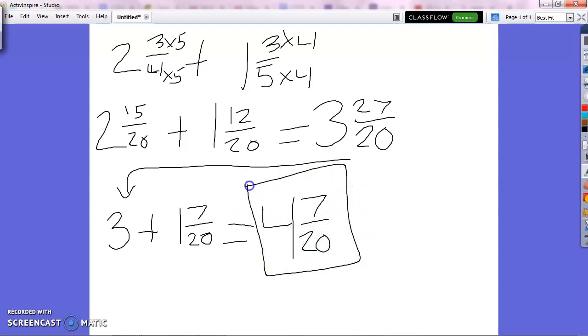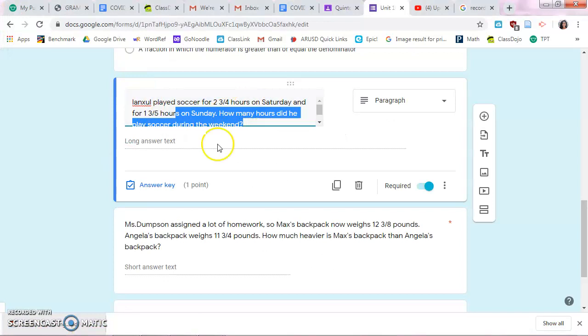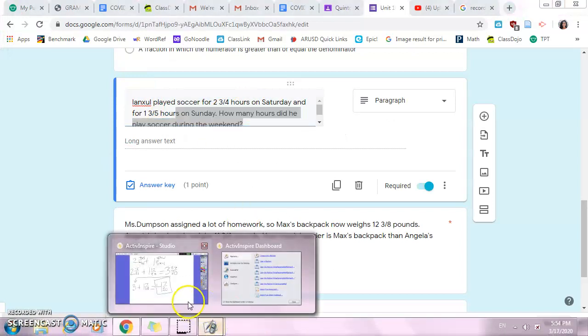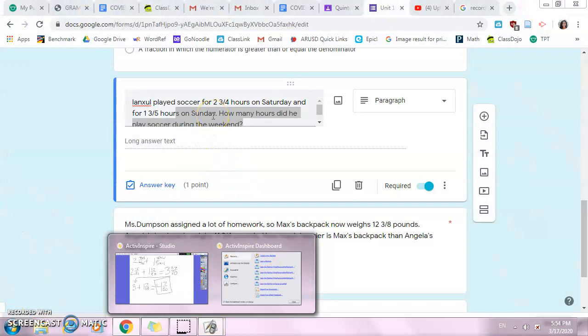But remember, this was a word problem. So the answer is Jan played 4 and 7/20 hours of soccer. I mean, it sounds kind of funny, but 4 and 7/20 hours of soccer. Okay?